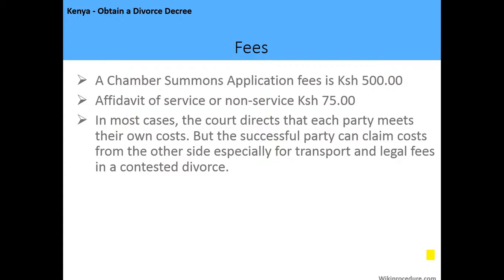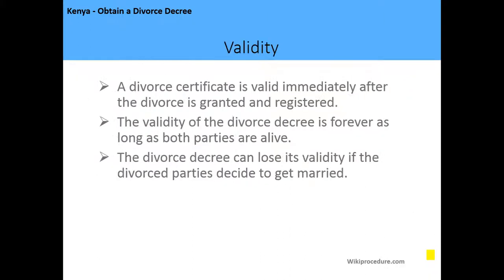The applicable fees: you need to pay 500 for chamber summons, the affidavit of service is 75 shillings, and in most cases the court directs that each party meets their own costs, but the successful party can claim costs from the other side, especially for transport and legal fees in a contested divorce.